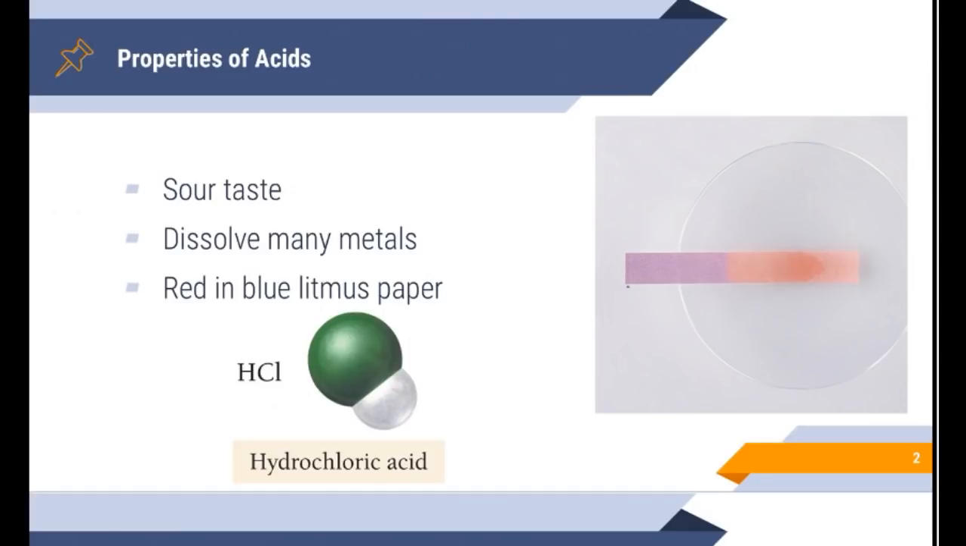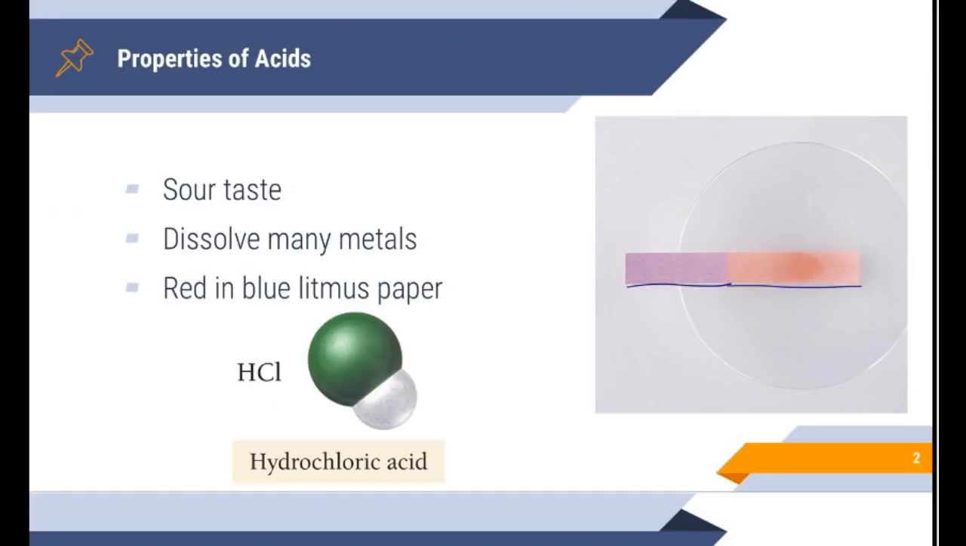So you can see over here the litmus paper is blue, and then dipping it in the acid will turn it red. It's just like you've heard of the litmus test. It's just the way that we can test an acid or a base. It's kind of old school. Now we have universal indicators and pH strips that turn different colors. An example of an acid would be hydrochloric acid.